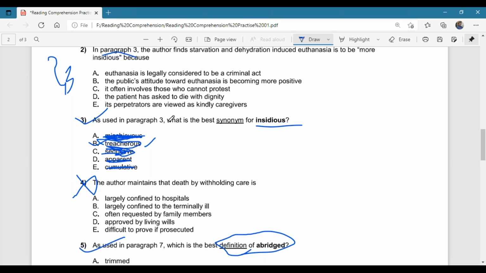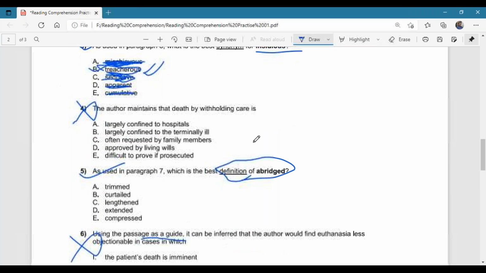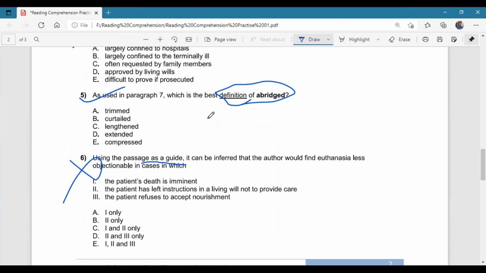So as used in paragraph 3, the best synonym for insidious is treacherous. Treacherous or insidious means which is widely or very harmfully spread beneath the surface, which is not reflected outside, but it is widely spread. Right. Now, question number 5.